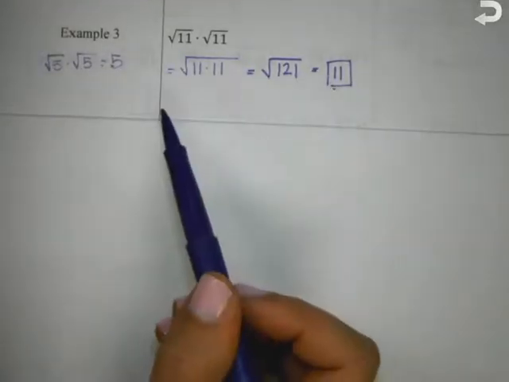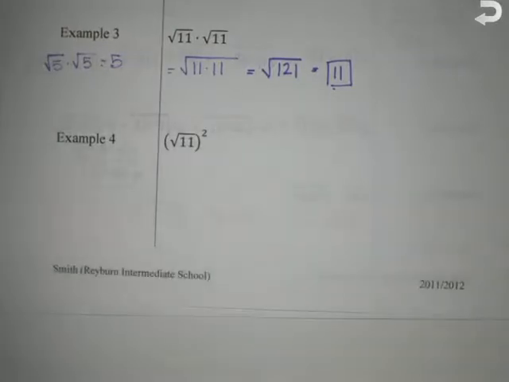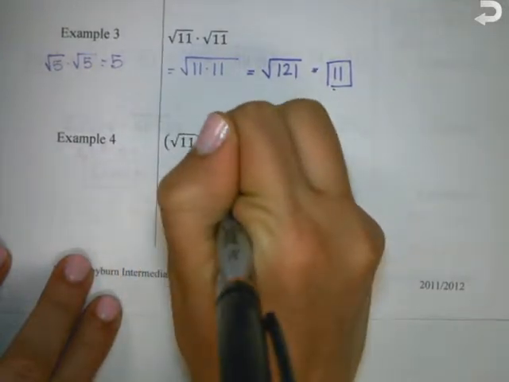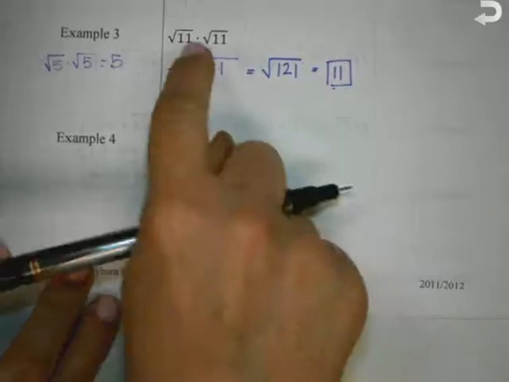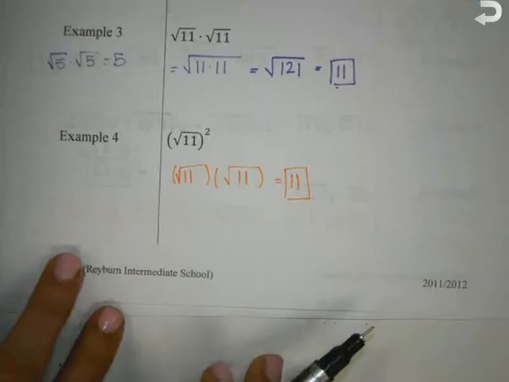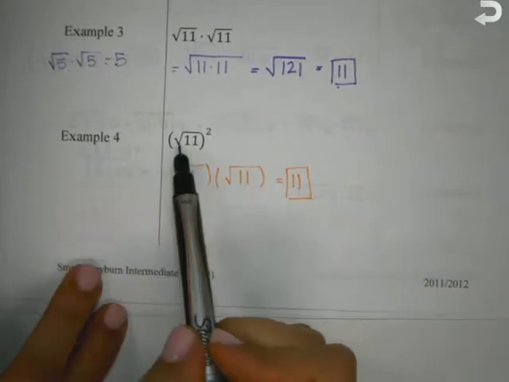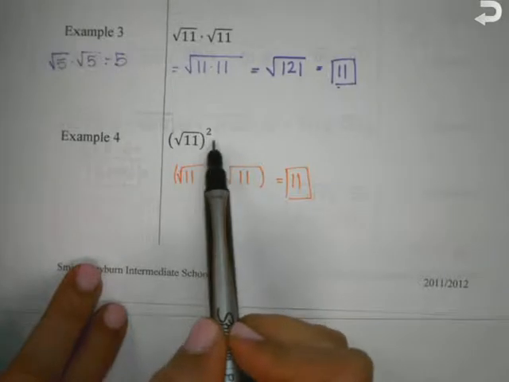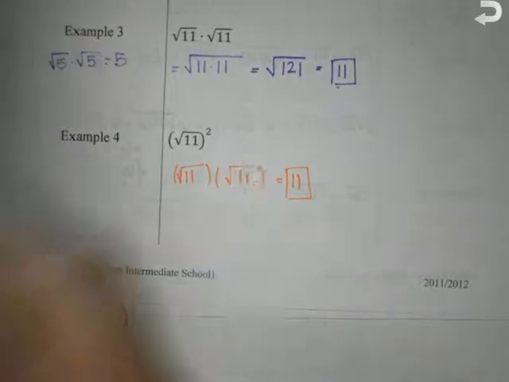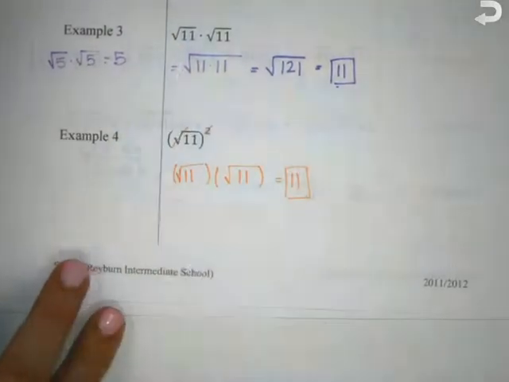Okay, so what about number 4 then? What's the square root of 11, all of that, squared? Well, this is the same as square root of 11 times square root of 11, right? And what did we just decide square root of 11 times square root of 11 was? 11. So, what do you notice? It's the answer. A square root and a square are the opposite of each other, so they cancel each other out. So if you take the square root, or square of a square root, they cancel, and we're just left with whatever's inside.